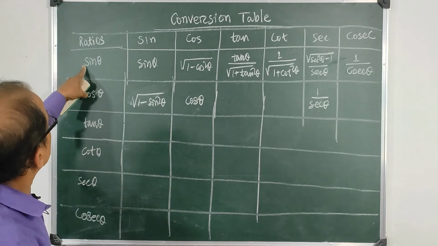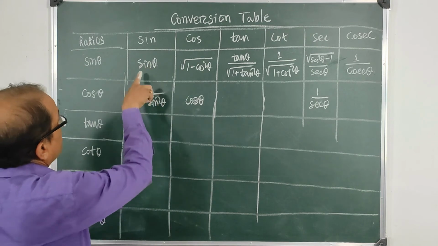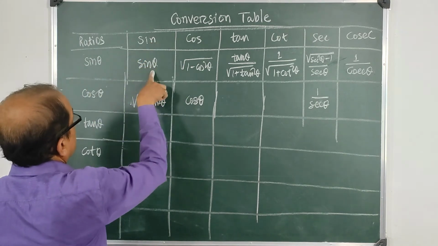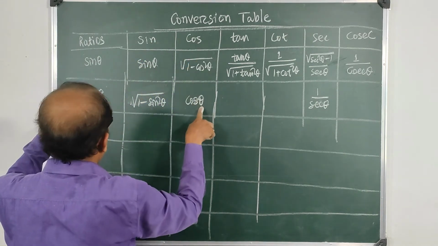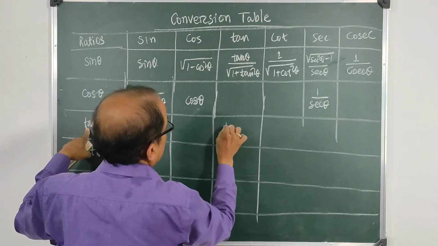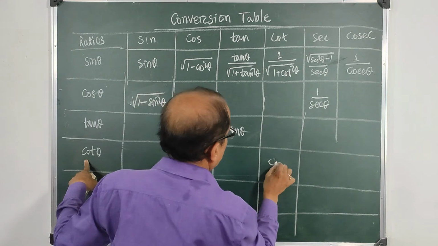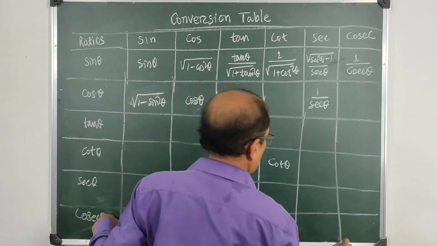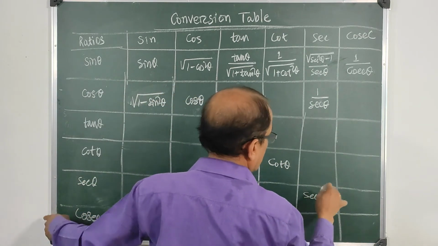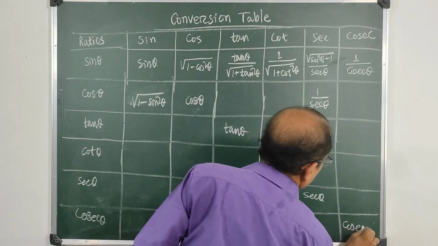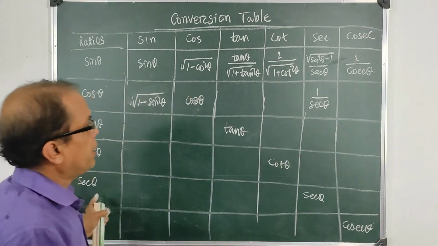See, every ratio in its own form is the same thing. So sin in the form of sin is sin, cos in the form of cos is cos theta, tan in the form of tan theta will be tan theta. Here cot in its own form will be cot theta, sec in its own form will be sec theta, and cosec in its own form will be cosec theta. So writing this is very easy.